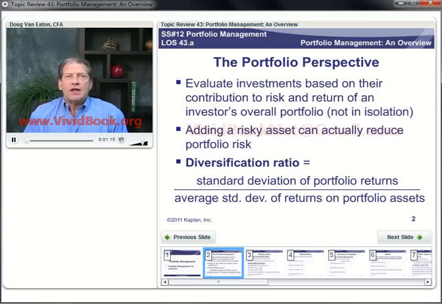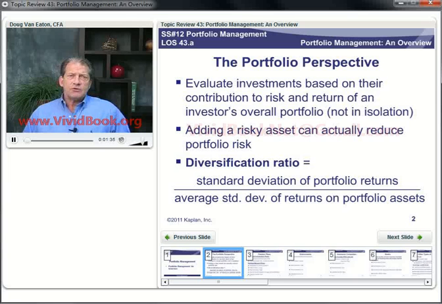Now it turns out that adding a risky asset can actually reduce portfolio risk because of diversification. As long as the returns aren't perfectly correlated, then adding another asset, even a riskier asset, at least in some measure, can reduce portfolio risk.